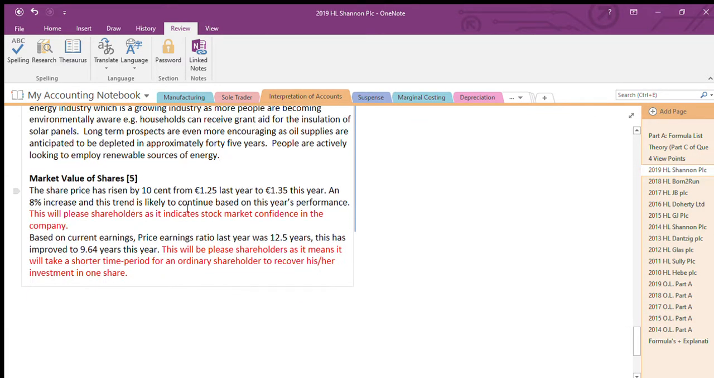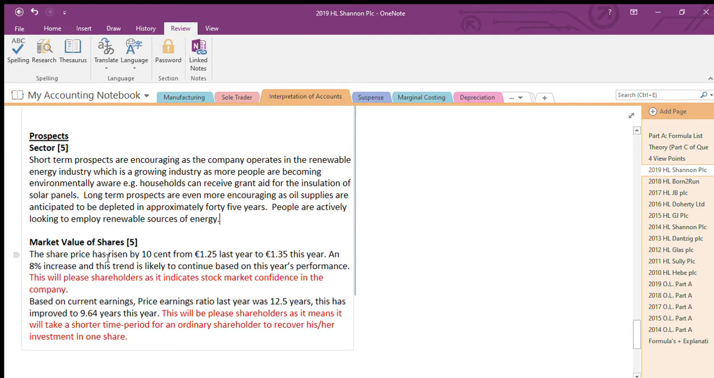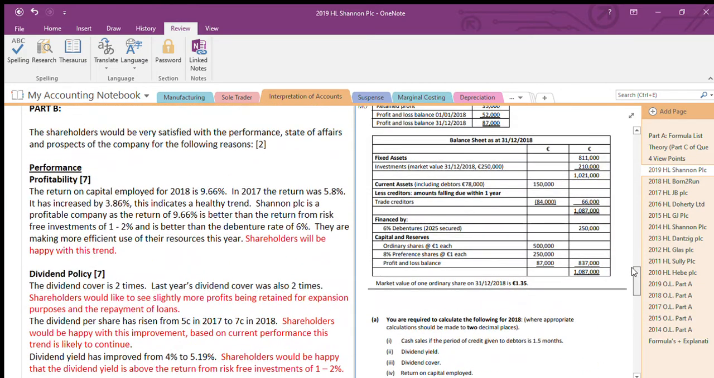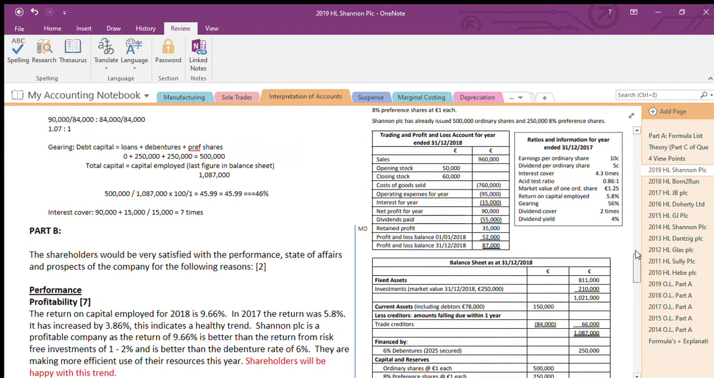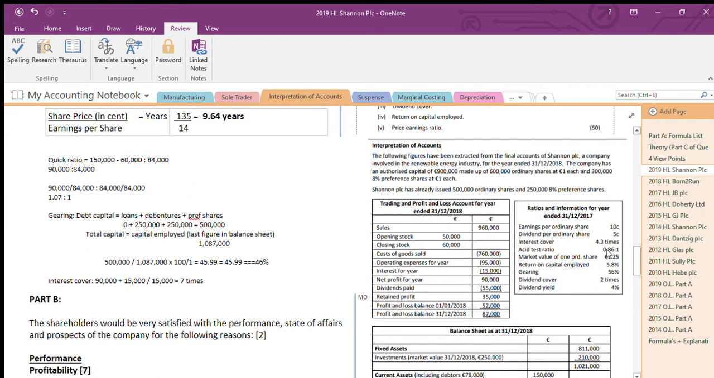Sorry, this is taking a bit of time, but I wanted to finish this question. So the very last thing we're looking at is market value of shares. There's two things we look at here. First one, share price. Last year was €1.25. This year is €1.35. Where am I getting that information? Again, back up to the question, always at the bottom. Market value of ordinary shares. This year, €1.35. Last year, €1.25.